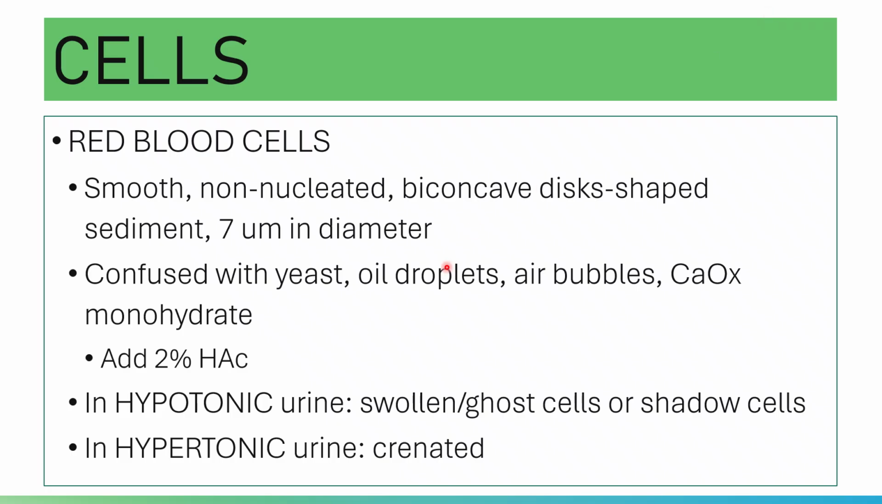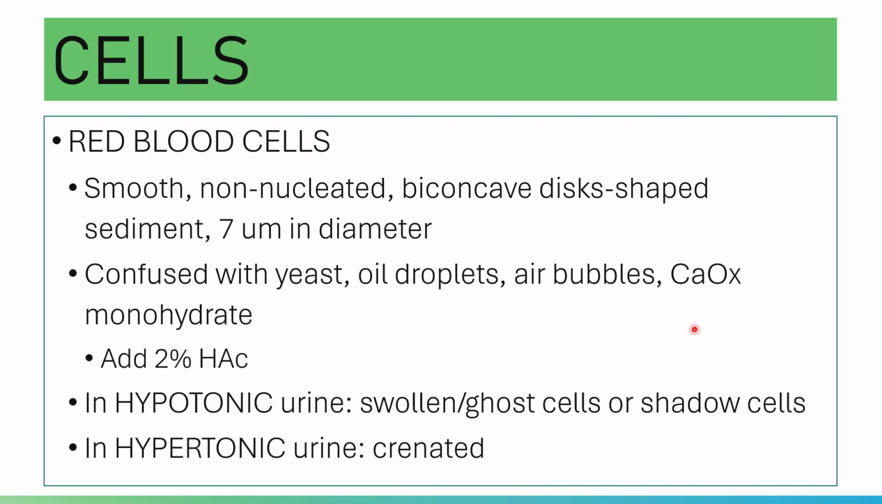The yeast show budding. Most of the yeast present show budding. Some yeast cells come in singles, or appear singly, but then they have a budding form. And calcium oxalate monohydrate, somewhat, they have colors.